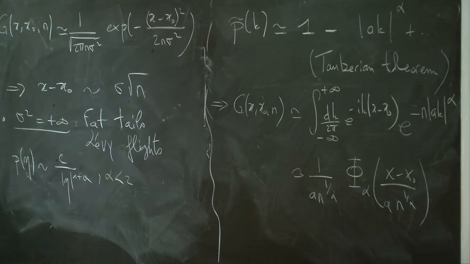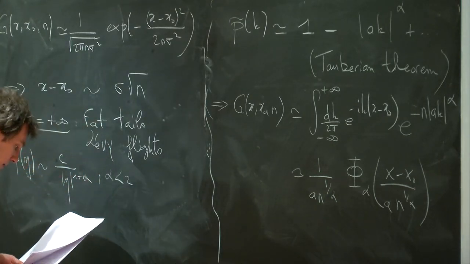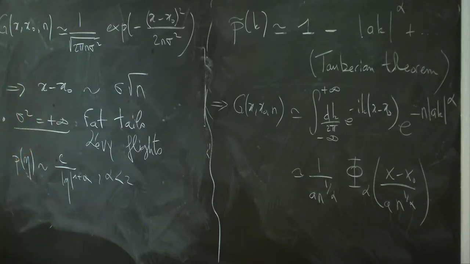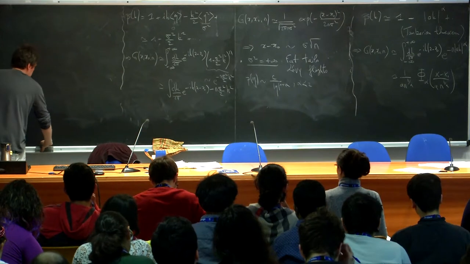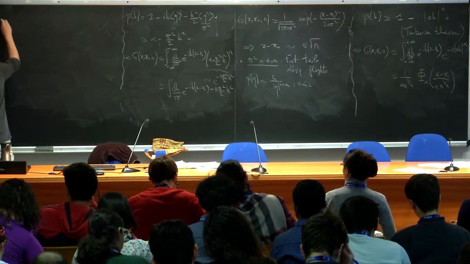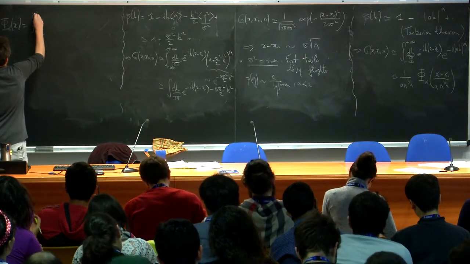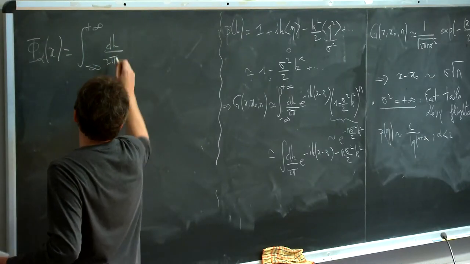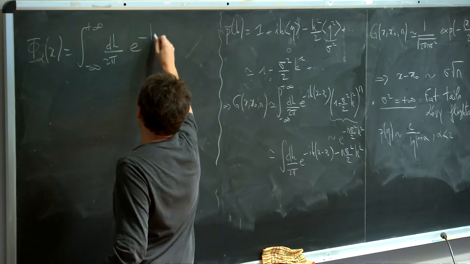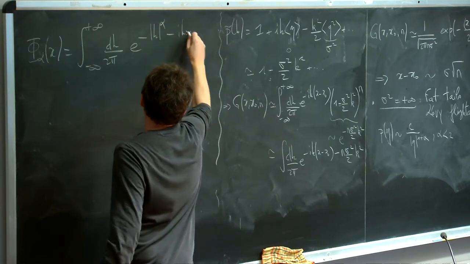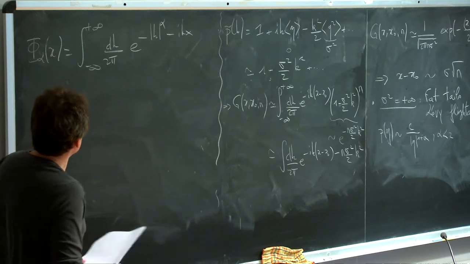Now, what is this phi alpha? It is a bit different, but it has a nice Fourier representation. Basically, its Fourier transform is very simple: it is just exponential minus k to the alpha. But let's write it. So phi alpha of x is this expression: the integral dk over 2 pi of exponential of minus k to the alpha minus ikx. Okay, is that clear?